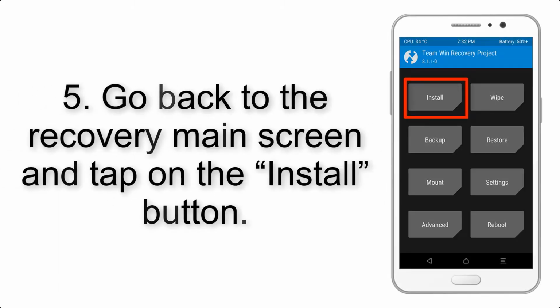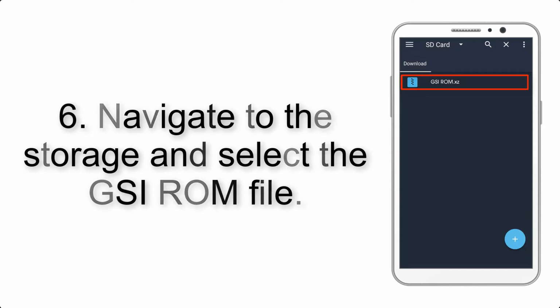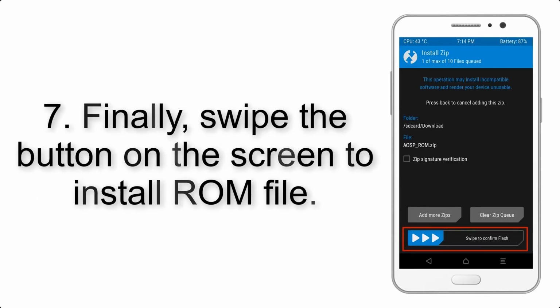Step 5. Go back to the recovery main screen, and tap on the Install button. Step 6. Navigate to the storage, and select the GSI ROM file. Step 7. Finally, swipe the button on the screen, to install ROM file.